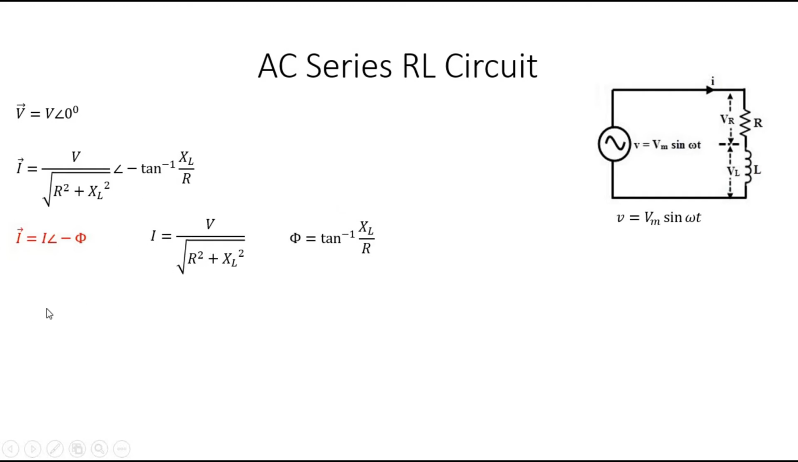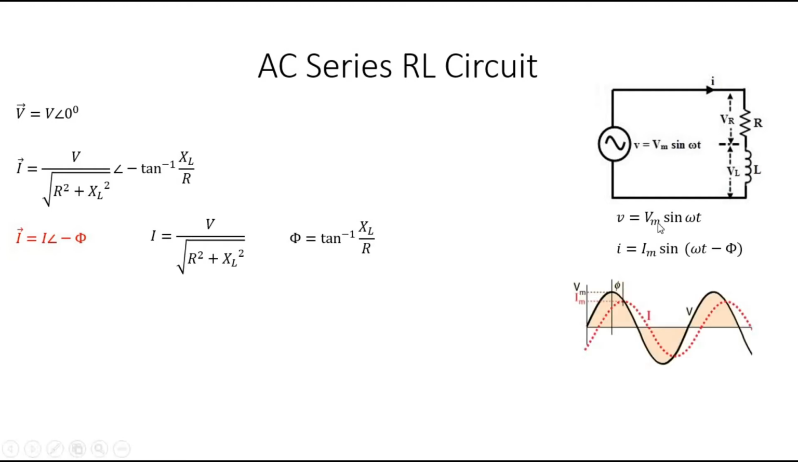Now we can write the current equation. This is the RMS value of the current, so the maximum value Im will be equal to I into root 2, the RMS value into root 2. So Im is equal to I into root 2, and the angle is omega t minus phi, since the current is lagging. We can draw the waveform like this. Vm sin omega t starts from 0, and Im sin omega t minus phi is lagging the voltage by phi.